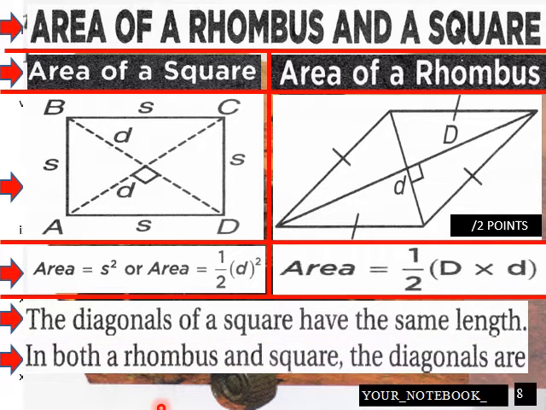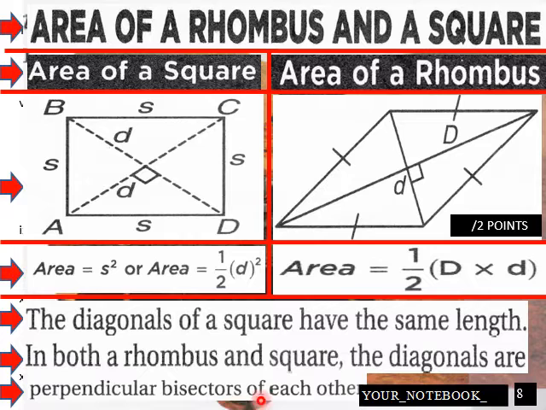Diagonals of the square have the same length. In both the rhombus and the square, the diagonals are perpendicular bisectors of each other. So it'll be 1/2 of D times d in this situation here.